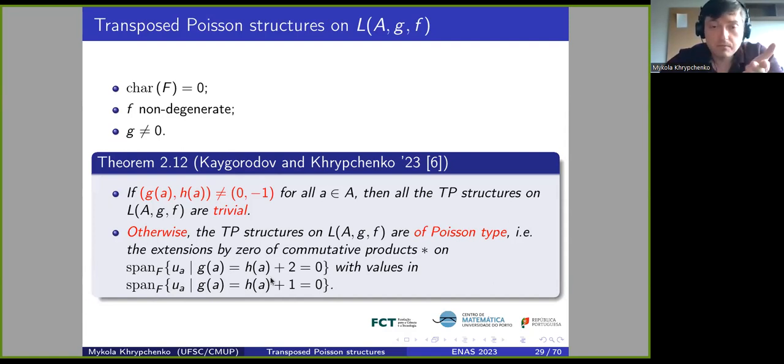Well, so you just take all the commutative products defined on this subspace with values in this subspace, and automatically all the monomials of degree 3 will be 0, so you just extend it by 0 to the whole algebra. All the monomials of degree 3 will be 0, and it will satisfy the transposed Poisson law, and this will give you a transposed Poisson structure of Poisson type. Okay, so this fits into that general description of TP structures of Poisson type.